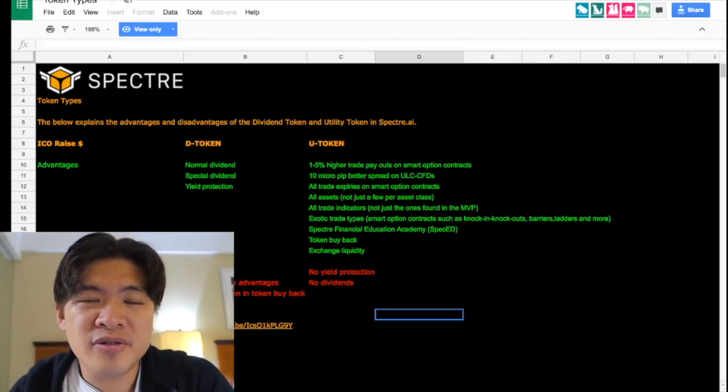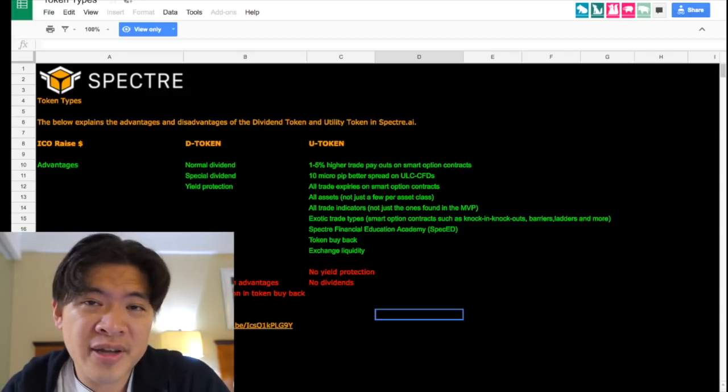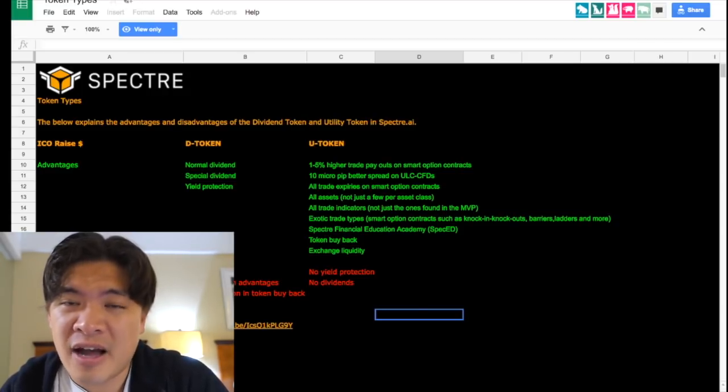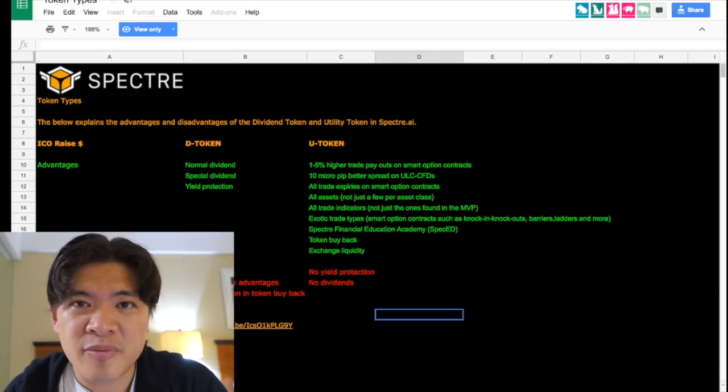So I do want you guys to draw attention to the fact that there are two types of tokens, and you get to eventually choose one, or you can choose both at the end, and you can choose which percentage of what you want. So this is very important, but you do want to take a look at this sheet. I'm going to link the sheet down below. So that's what I think about Spectre. I've given you some of the use cases, and I talked about some advantages and disadvantages.